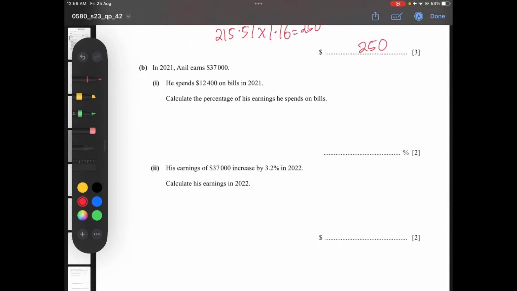Okay, in 2021, Anil earns 37,000. He spends 12,400 on bills. Calculate the percentage of his earnings he spends on bills. A fairly easy question: 12,400 over 37,000 times 100, which equals 12,400 divided by 37,000 times 100. It gives us 33.5%.